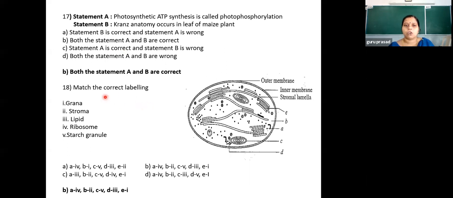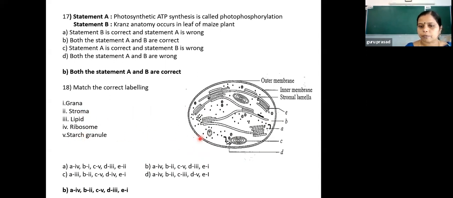Okay, next. Match the following with the correct labelings. Here they have given the labelings. A, grana, stroma, lipid, ribosome, starch granules. So here there are the options A, B, C, D, E. We have to correctly match them. What is A here? We know this is lipid, ribosomes. Sorry, A is ribosomes, so A4. Okay, next. B, just B here, this one. This is stroma or matrix. So B, stroma means 2, A4, B2. Here it's C5. Let's see, C. What is this? Starch granules synthesized during photosynthesis.